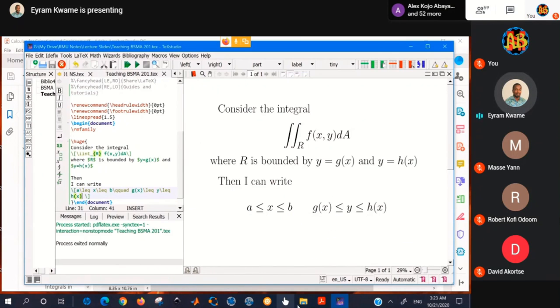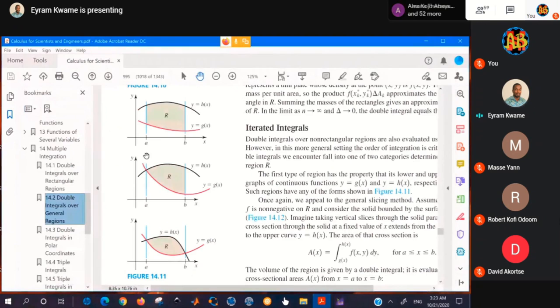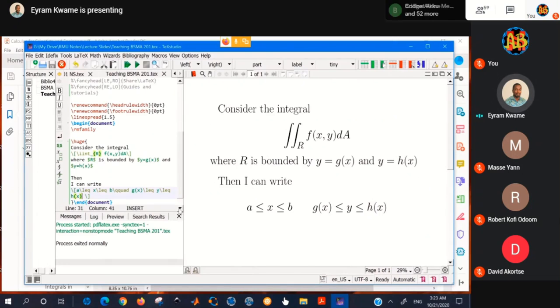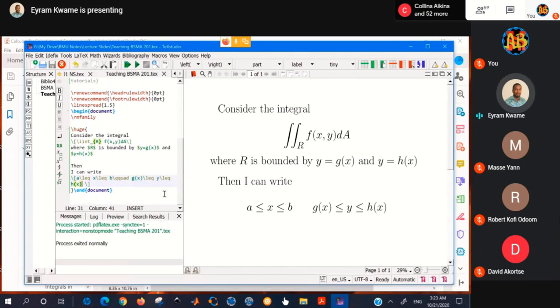However, along the y-axis, if I take this to be the length, then the height, or the breadth, will become what? The region bounded between this graph and this graph. So y starts from g of x and ends here. That means that this double integral, which I am about to evaluate, can be written as what?